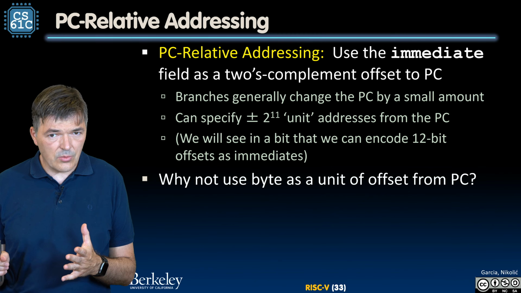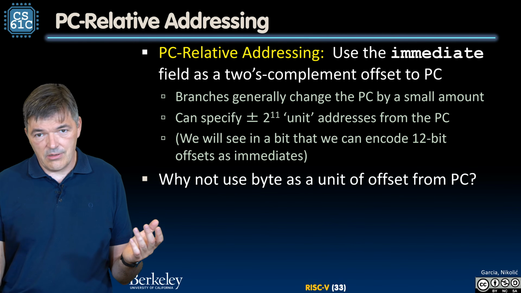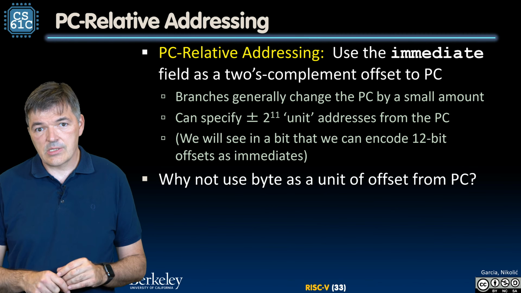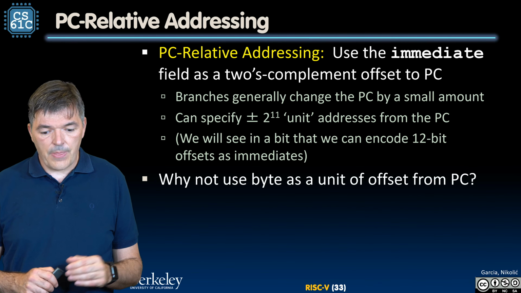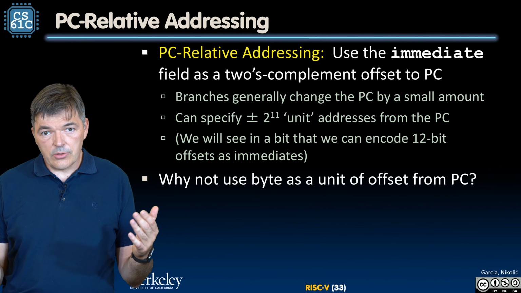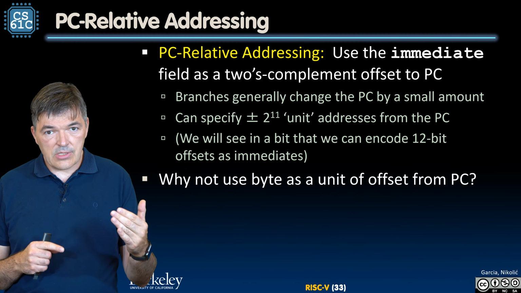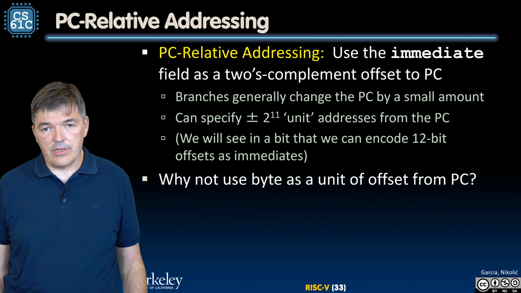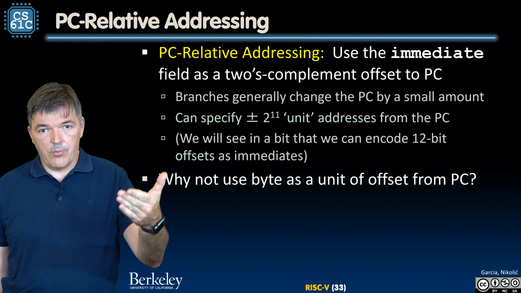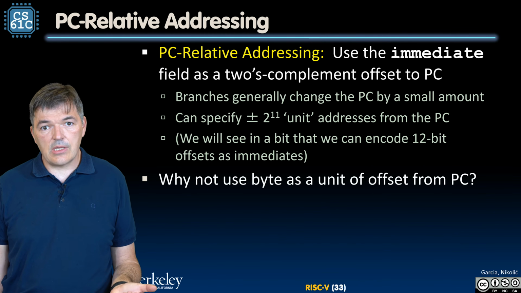These 12 bits come from repurposing the destination register that we don't need. There are 5 bits there and 7 bits for the funct7 field. So that gives us 12 bits, or a total range of 2 to the 12th addresses, or plus minus 2 to the 11th addresses when we need to go both forwards and backwards. So what should we use as the unit of addressing?